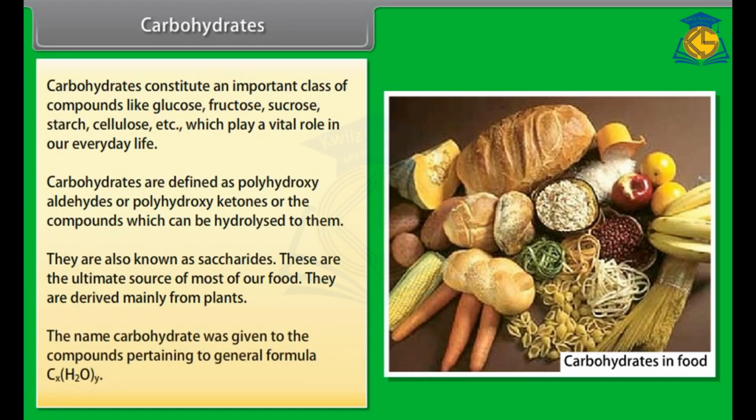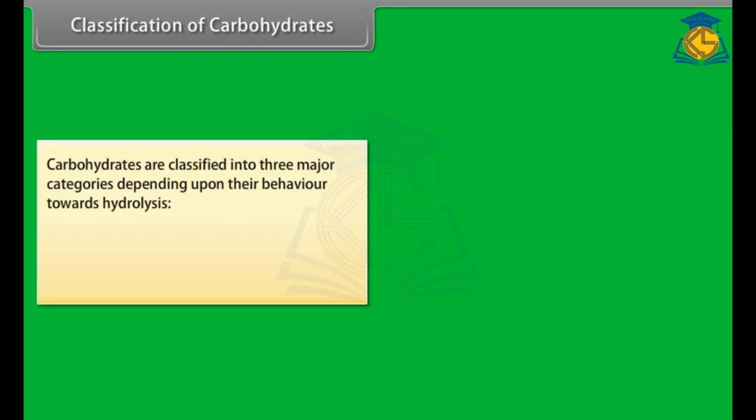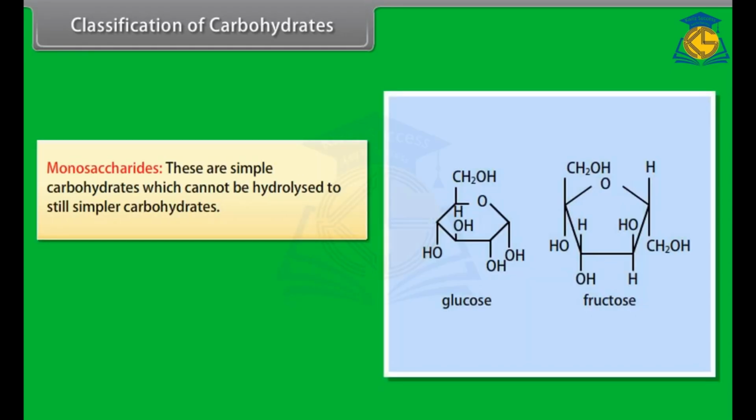The name carbohydrate was given to the compounds pertaining to general formula CxH2yOy. Classification of carbohydrates. Carbohydrates are classified into three major categories, depending upon their behavior towards hydrolysis: monosaccharides, oligosaccharides, and polysaccharides.